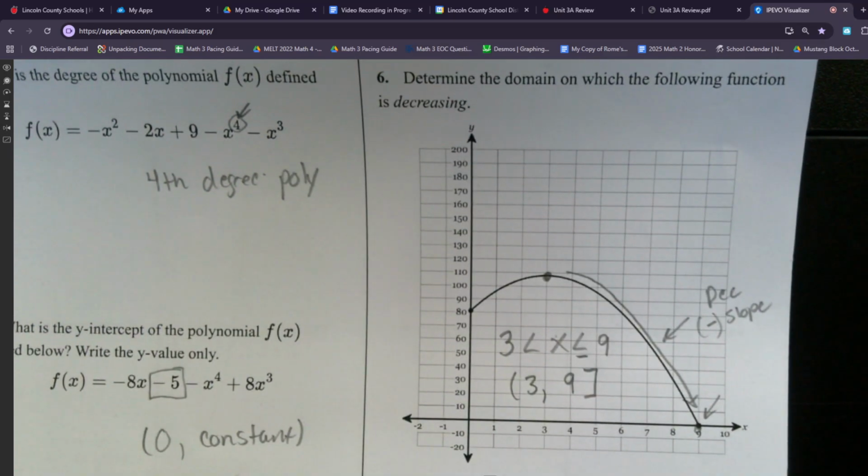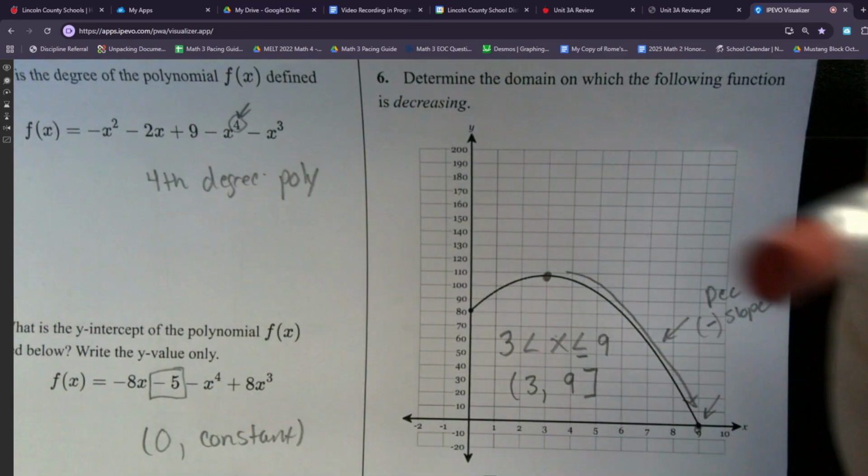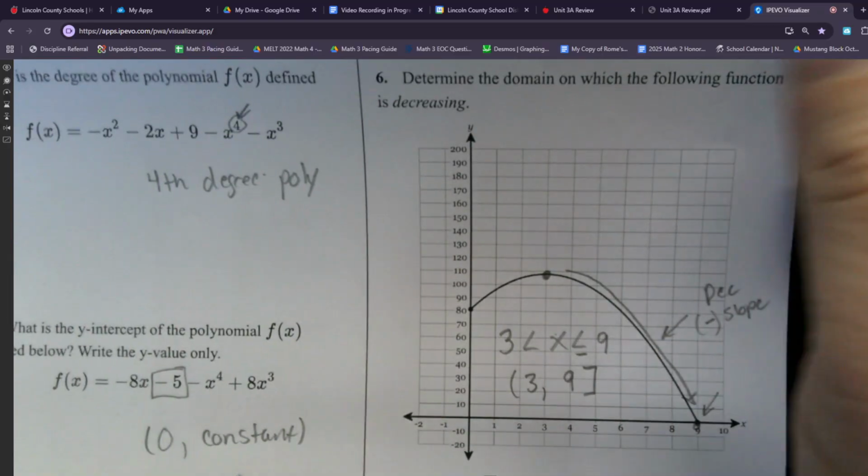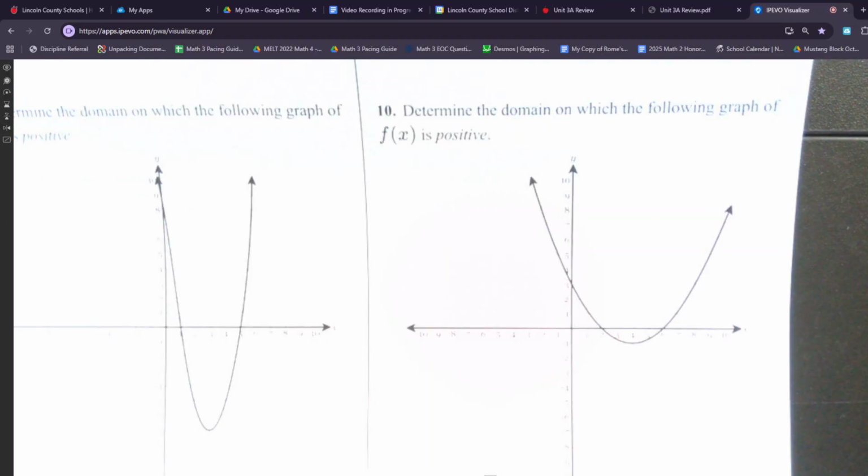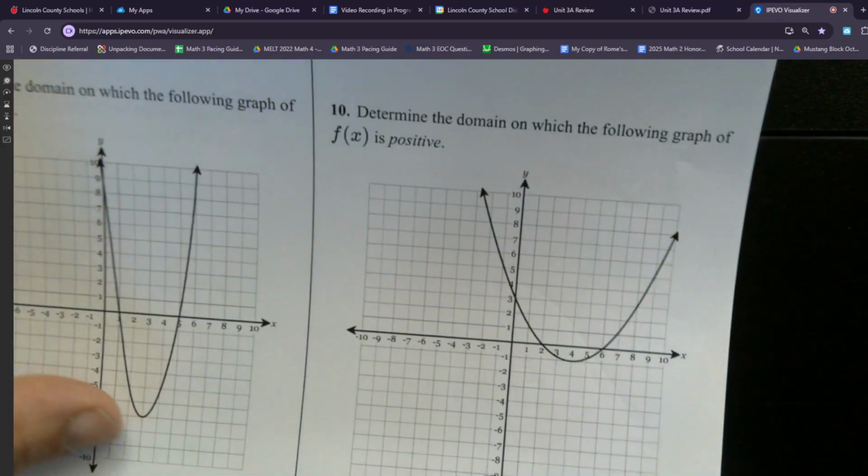All right. Decreasing, remember, is just negative slope. Always read your slope left to right, so don't forget that.